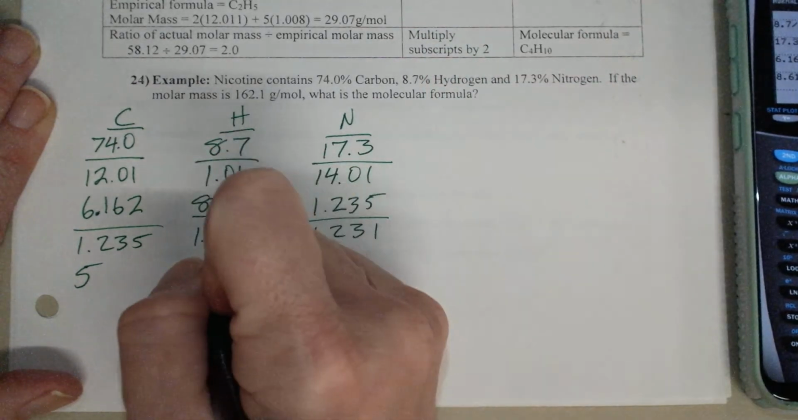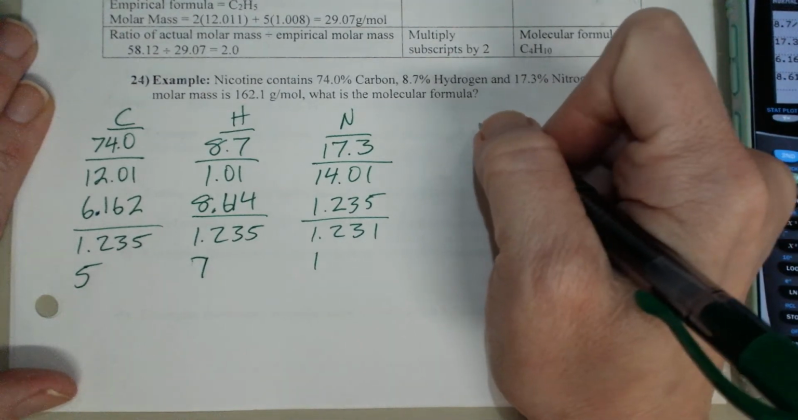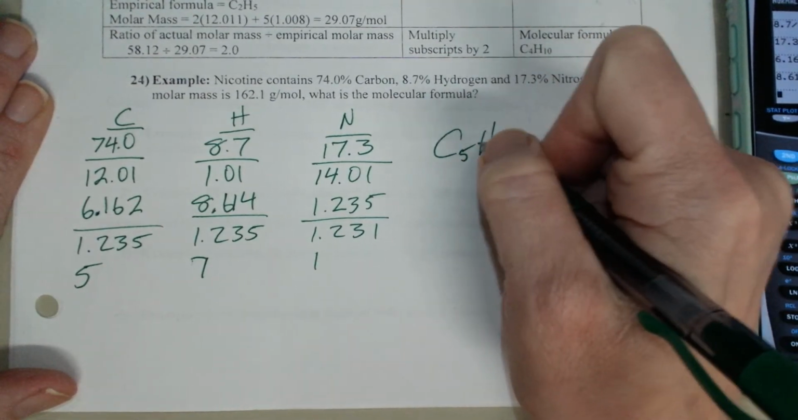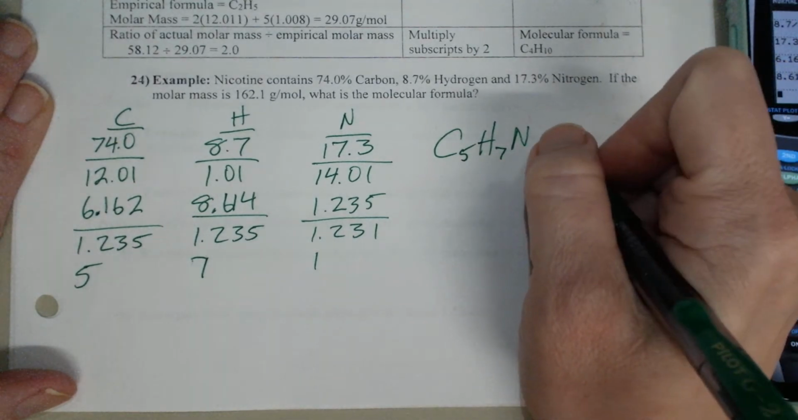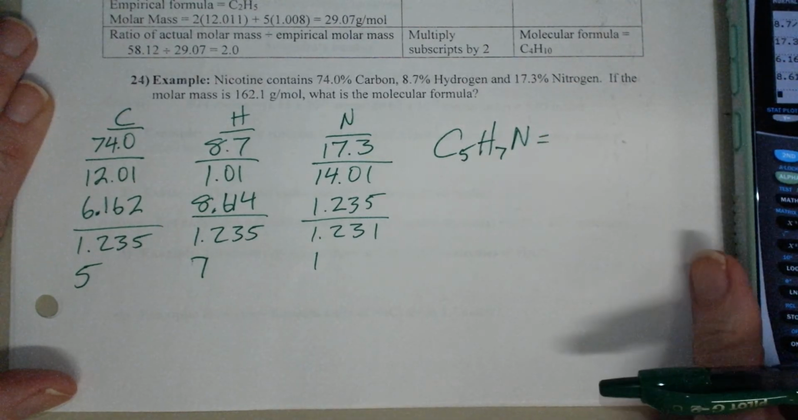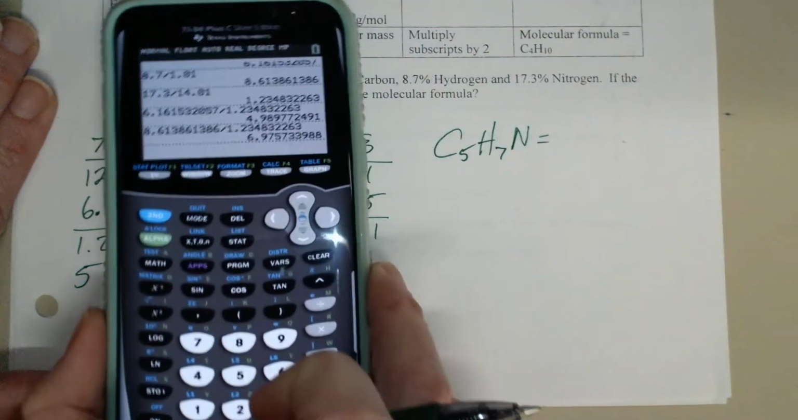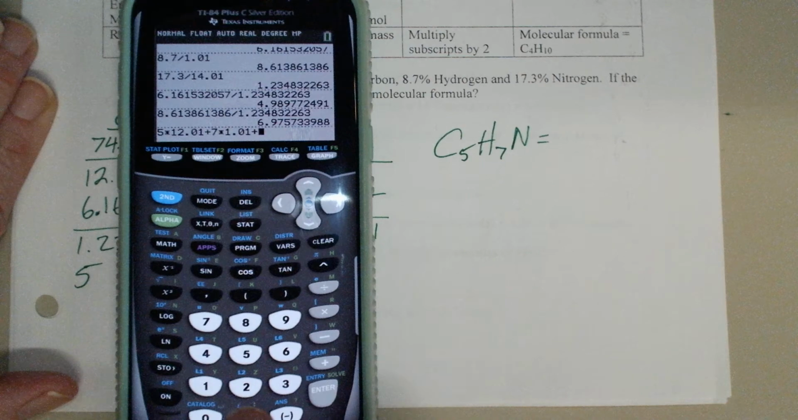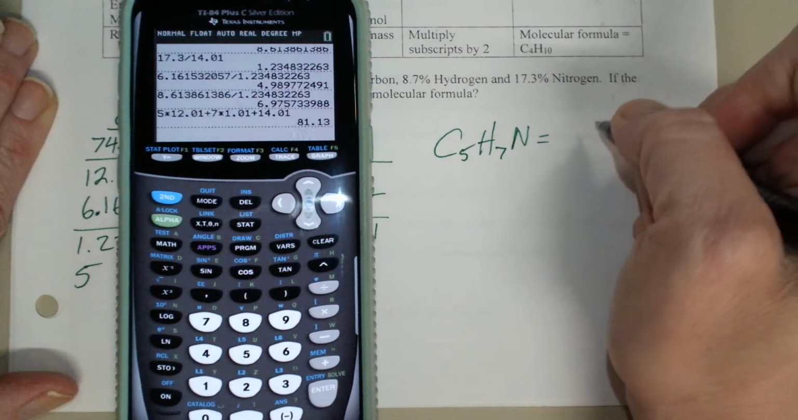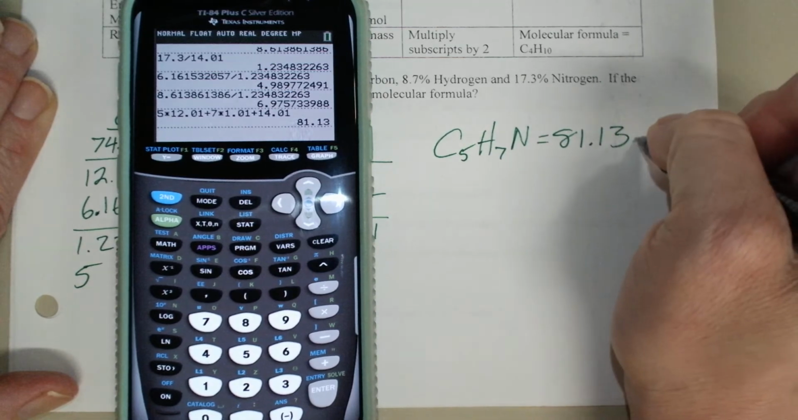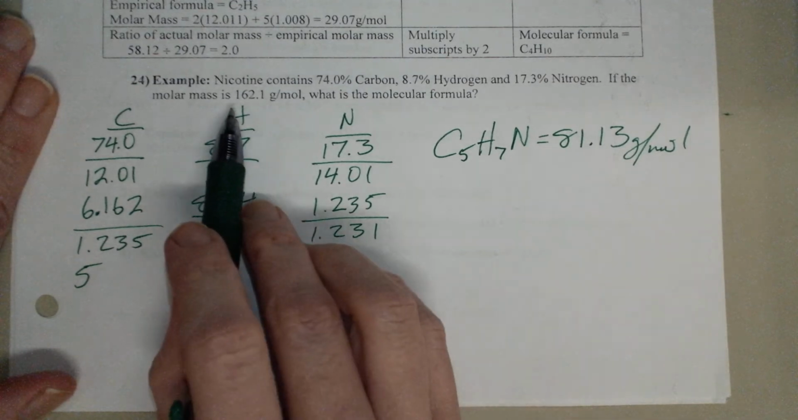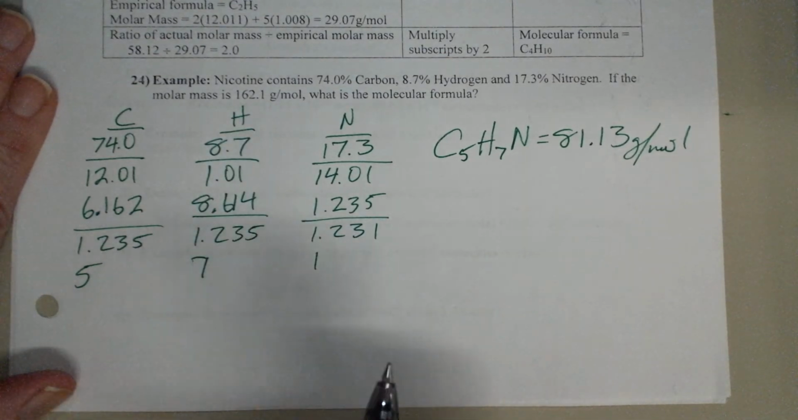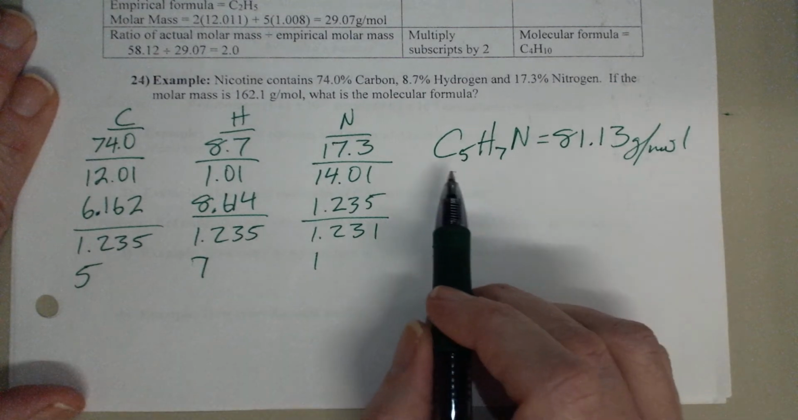Okay, so the empirical formula is C5H7N. The next thing you need to do is find the molar mass of the empirical formula. That's gonna be 5 times 12.01 plus 7 times 1.01 plus 14.01. And so you get 81.13 grams per mole. They gave you the mass of what nicotine really is. The molar mass of nicotine is really 162, okay? The empirical mass is this.